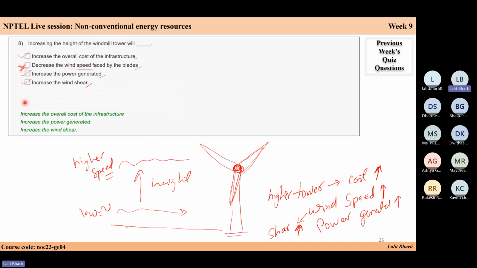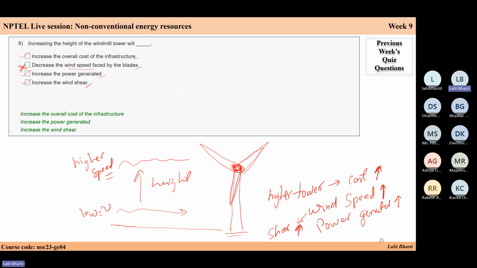Then we have question 8. It says increasing the height of a windmill tower will... So we have a windmill here. We know that increasing the height will give higher speed of wind currents. So your horizontal type commercial windmill should be at the higher temperatures.